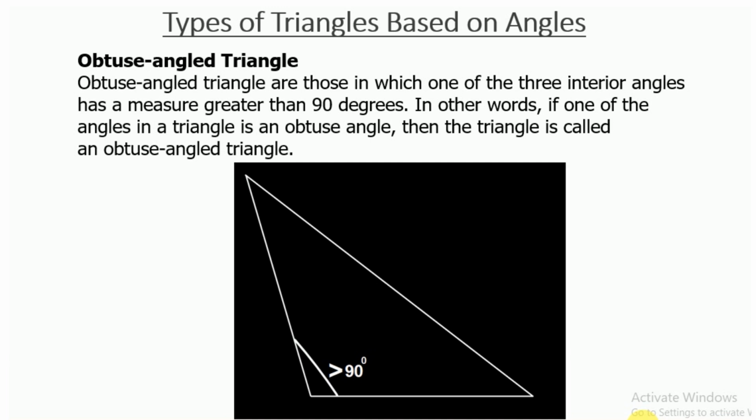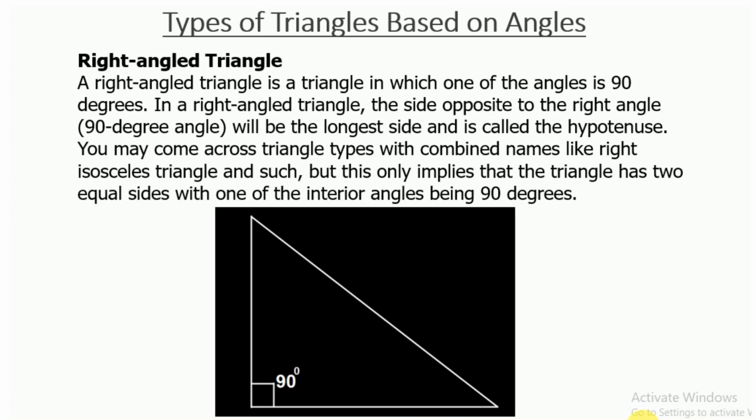Obtuse angled triangle. Obtuse angled triangles are those in which one of the 3 interior angles has a measure greater than 90 degrees. In other words, if one of the angles in a triangle is an obtuse angle, then the triangle is called an obtuse angled triangle.